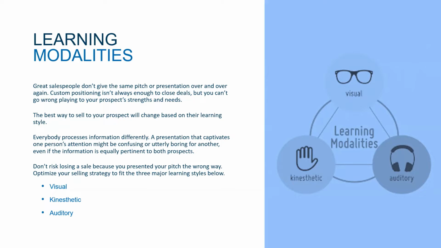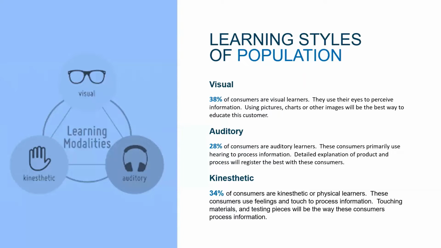We don't want to risk losing a sale because we presented information in the wrong way for our customer to capture. So optimizing your selling strategy to fit these three major learning styles will definitely help increase your volume and your close rate. So we're going to review your visual learner, your kinesthetic learner, and your auditory learner.